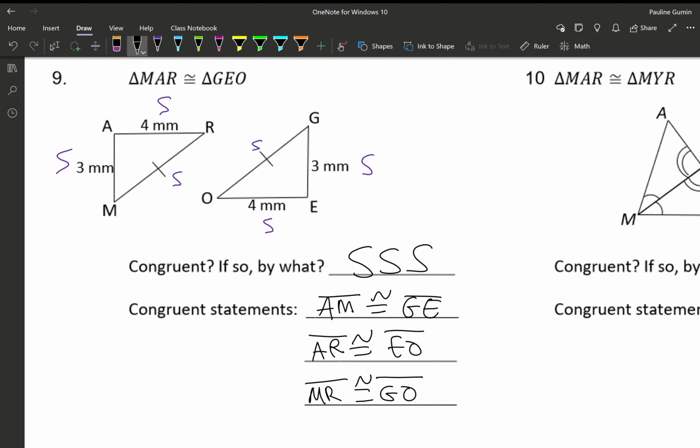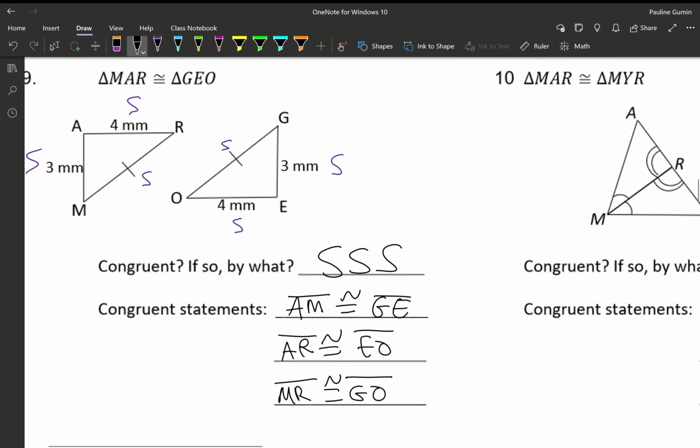Wonderful. Now, it doesn't matter if you wrote any of these statements out of order. As long as you have all 3 statements, we're good to go.